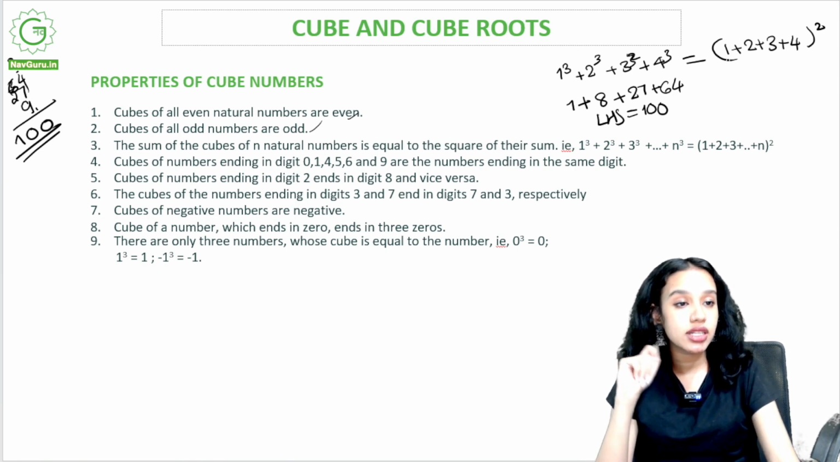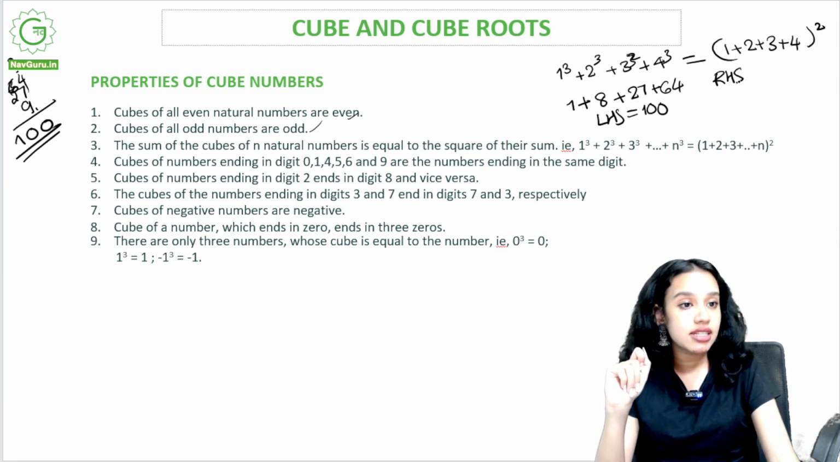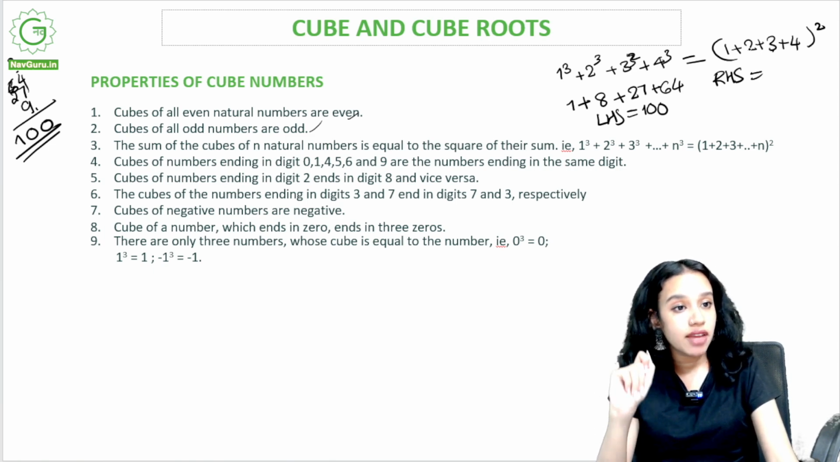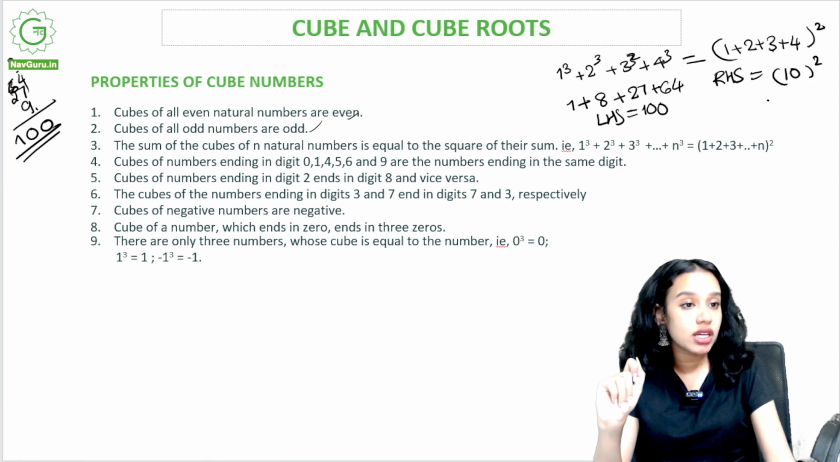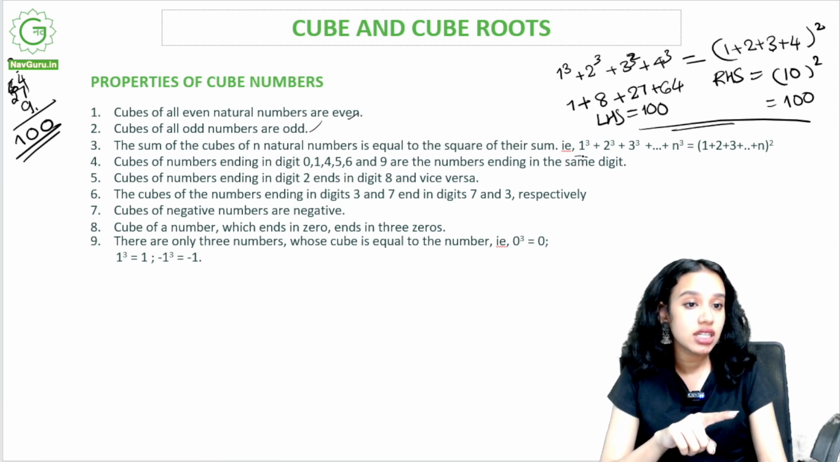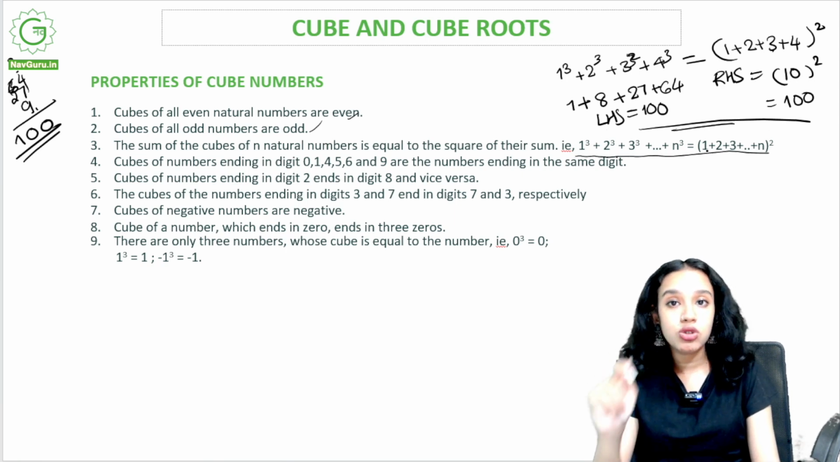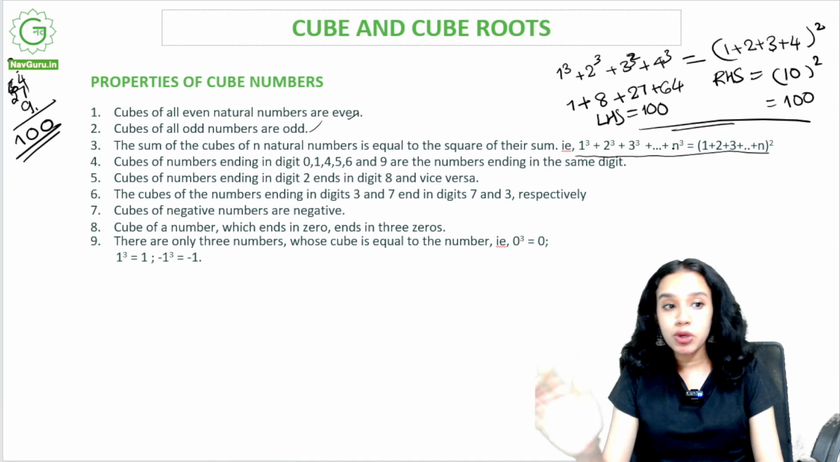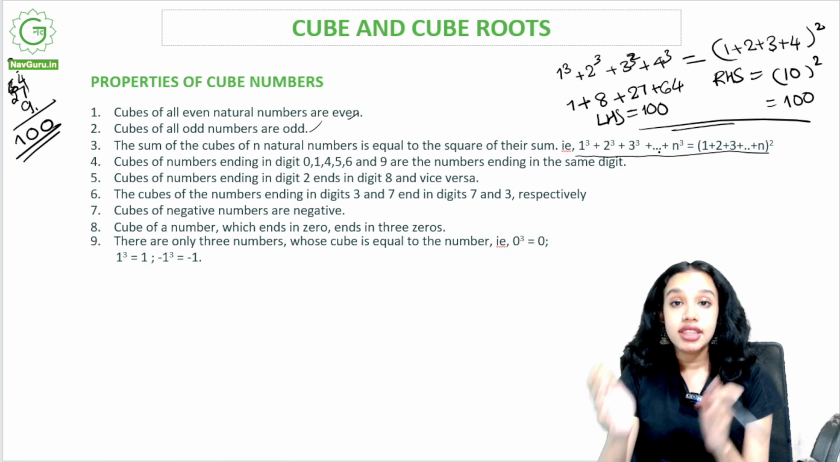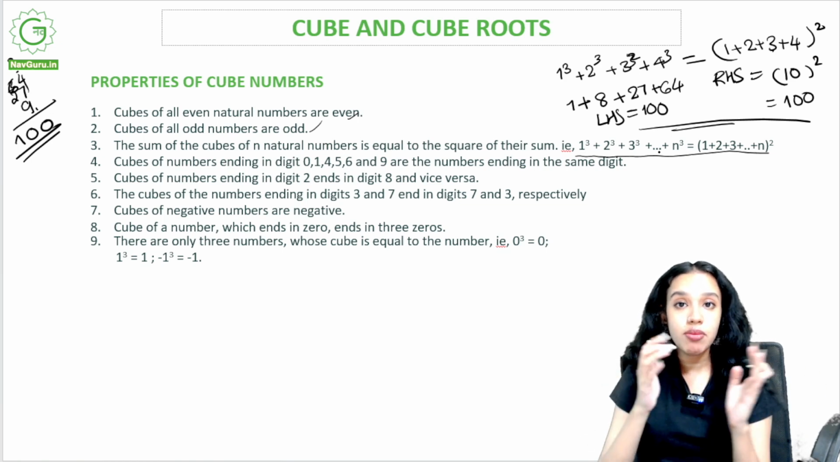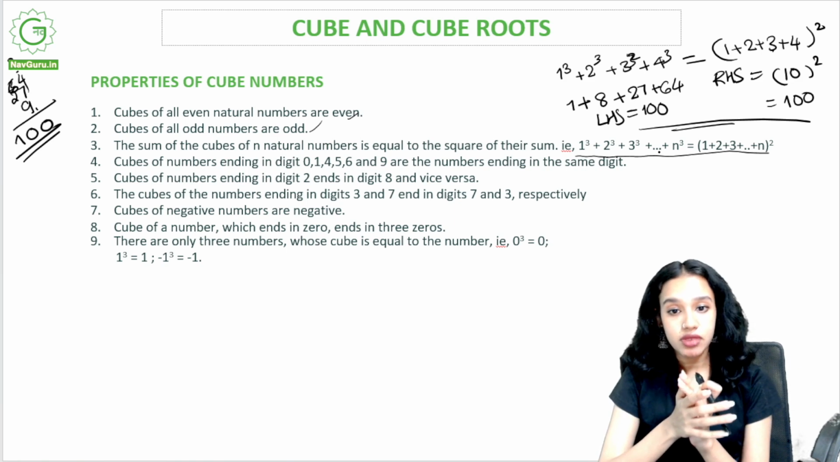Now let's check with the right hand side. The right hand side would be equal to 4 plus 3 is equal to 7. 7 plus 2 is 9 and 9 plus 1 is 10 and 10 square is equal to 100. So here we get this equation that 1 cube plus 2 cube plus 3 cube up to n cube, up to any number, if we add the cubes of individual numbers to each other, that would be equal to the square of the sum of all the numbers, right?